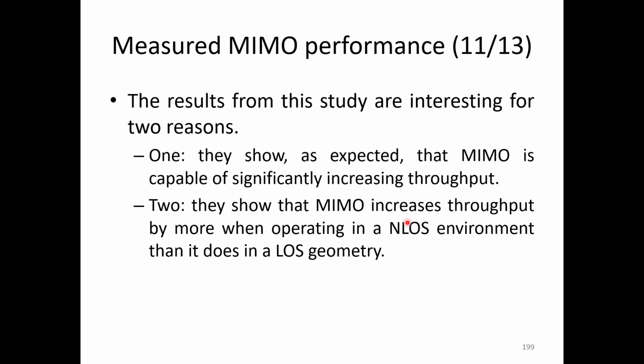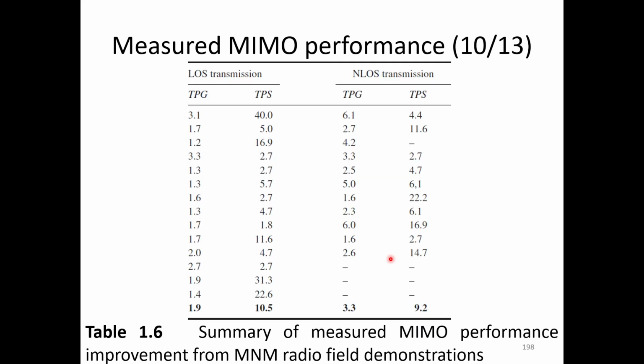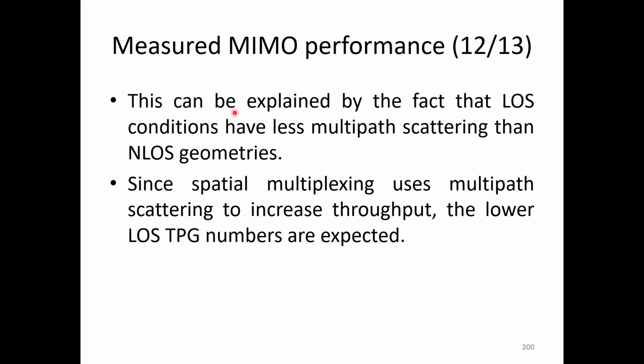Two, they show that MIMO increases throughput by more when operating in a non-line of sight environment than it does in a line of sight geometry. Okay, you can see that for the non-line of sight transmission, the throughput gain is equal to 3.3, which is larger than that of the line of sight transmission, which is equal to 1.9. This can be explained by the fact that line of sight conditions have less multipath scattering than non-line of sight geometries. Okay, since spatial multiplexing uses multipath scattering to increase throughput, the lower... okay, it is 25 minutes.